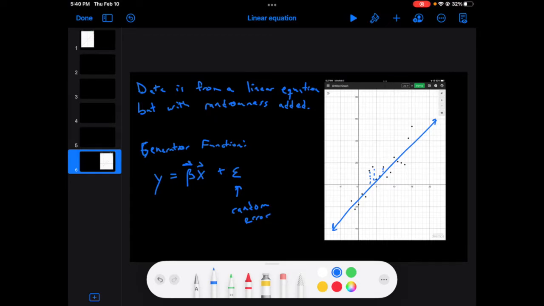And this error right there accounts for the distance from the line for all of these points. And so this equation over here, y equals beta x plus epsilon, that is the function that we're trying to figure out using linear regression. Specifically, linear regression is all about estimating beta.